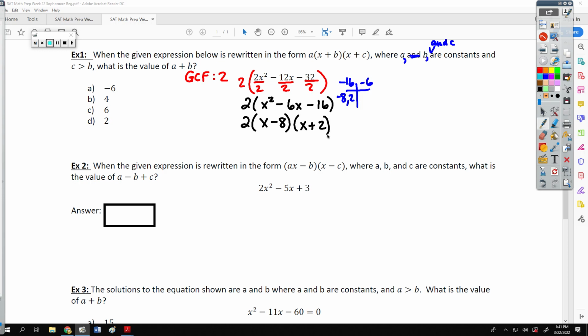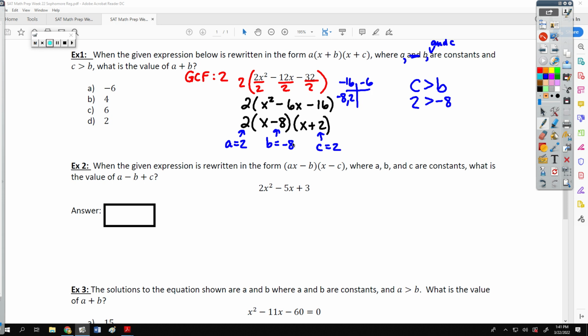From there, we can identify our three values. We have that a is 2, and then the other two numbers here, negative 8 and positive 2, well, we're told c is greater than b. So because 2 is greater than negative 8, that tells us that c is 2 and b is negative 8.